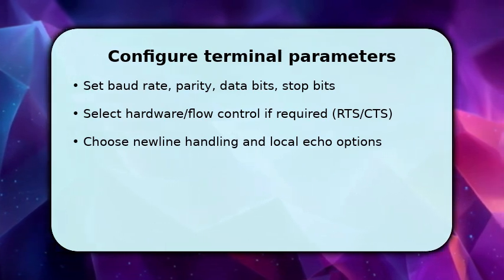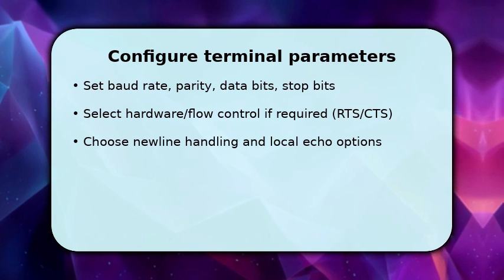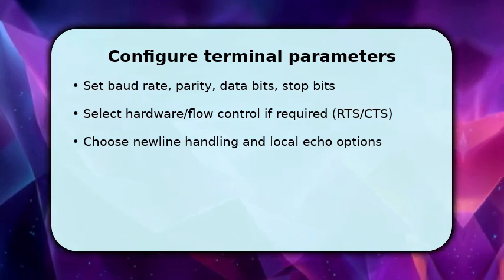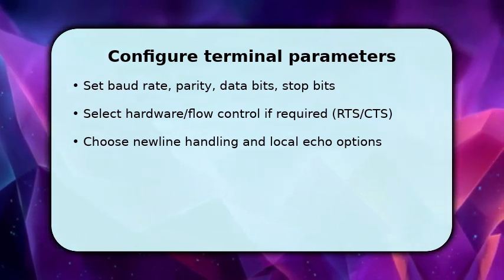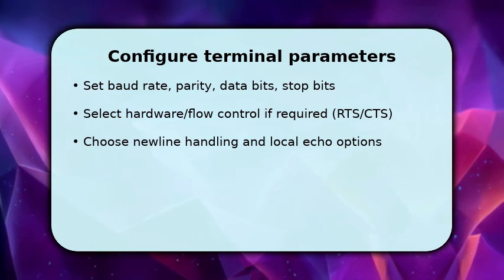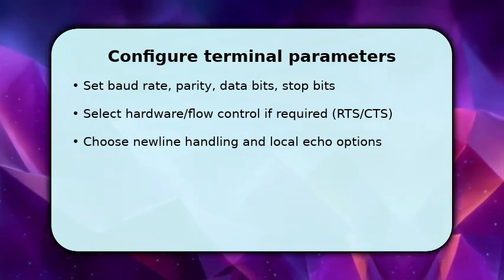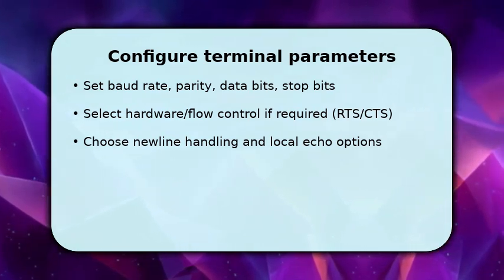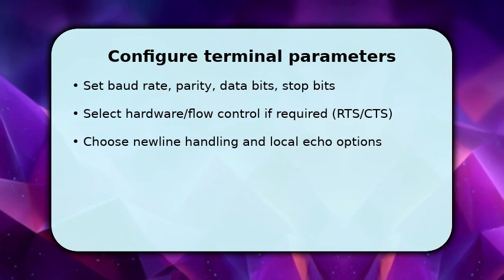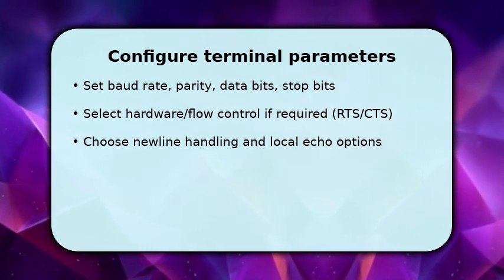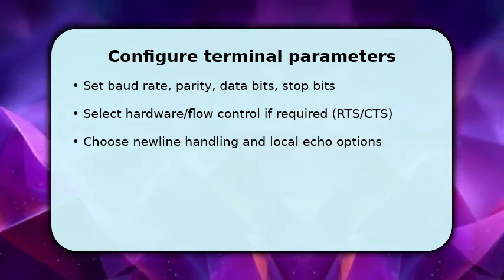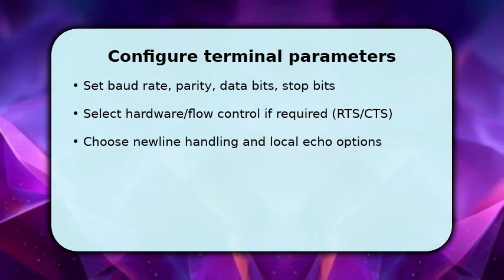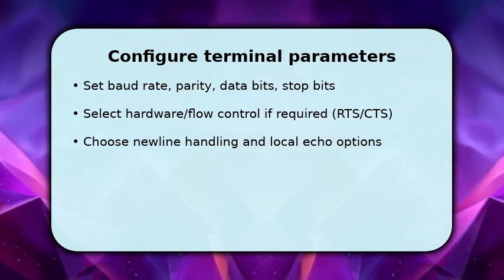Next, configure communication parameters. Set the baud rate to the device specification, choose parity, 7 or 8 data bits, and the correct stop bits. These must match the device for readable data. Make sure flow control matches hardware expectations. Enable RTS/CTS if the board uses it. Also set new line conversion and local echo, so typed characters and line endings behave as the device expects.